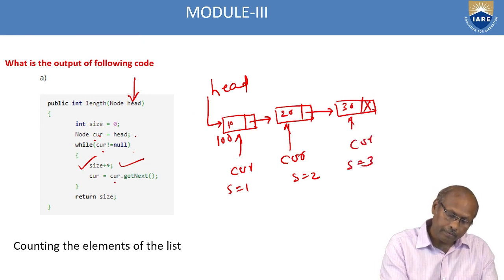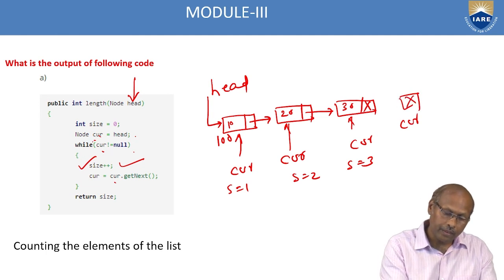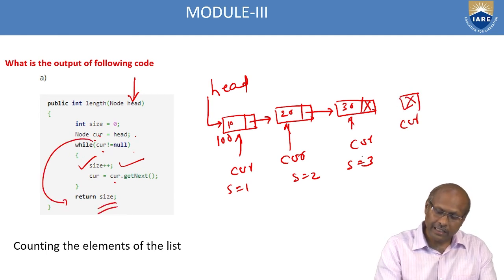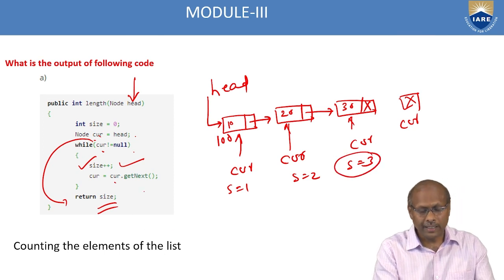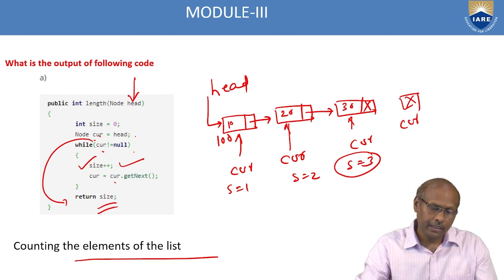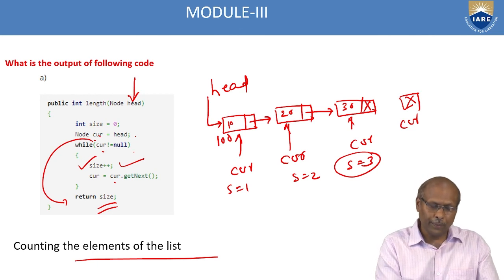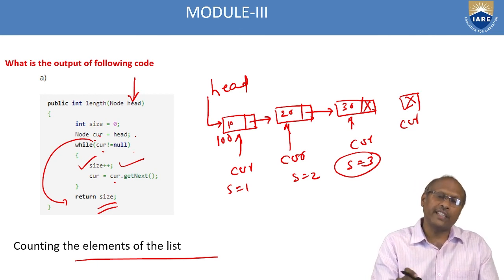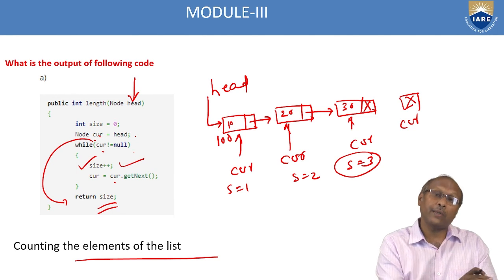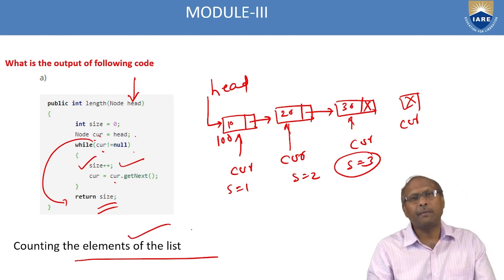Then after that, current equals current of next. So current goes to null. Whenever current is null, the loop will terminate. By that time the size is 3. So that means it is counting the elements of the list. So you have to check what exactly this code is doing. They may give multiple options: counting the nodes, inserting data, deleting data, or traversing the entire list to display the data. It is not displaying. It is only counting. So the answer is counting the elements of the list.